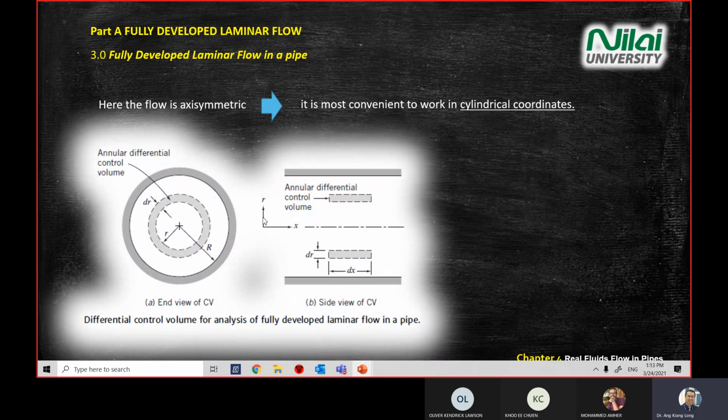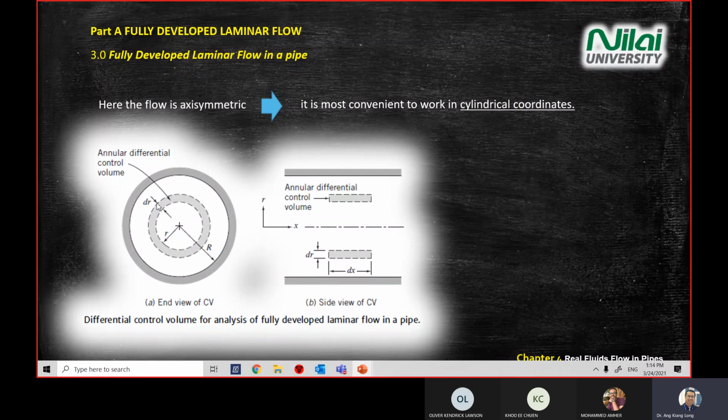All right. As you see on your screen, there are two diagrams. Let's start with the one on the left. You have a pipe with a center point at the center, and the radius of the pipe is capital R. Let's say we are interested in very small changes in a small element inside the pipe, which is the r element.